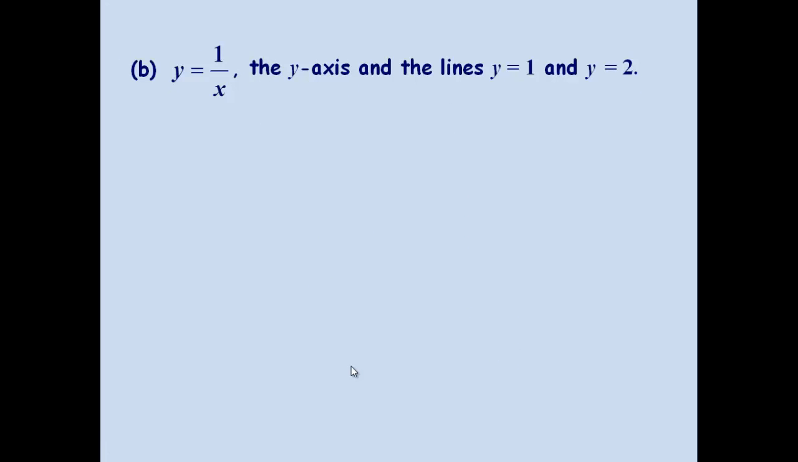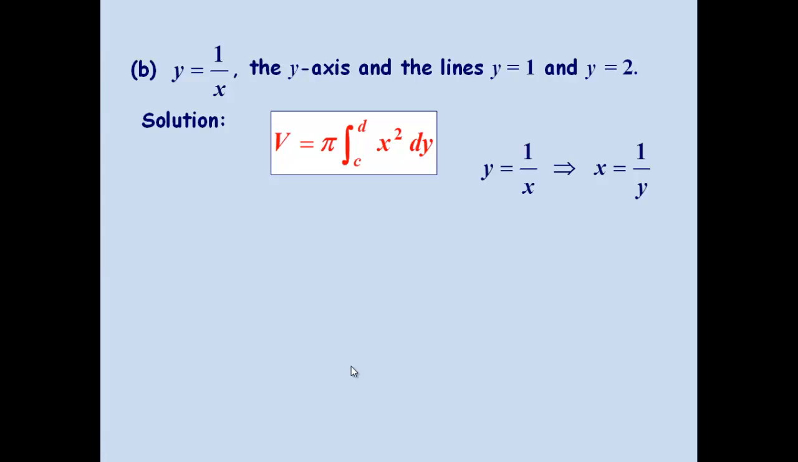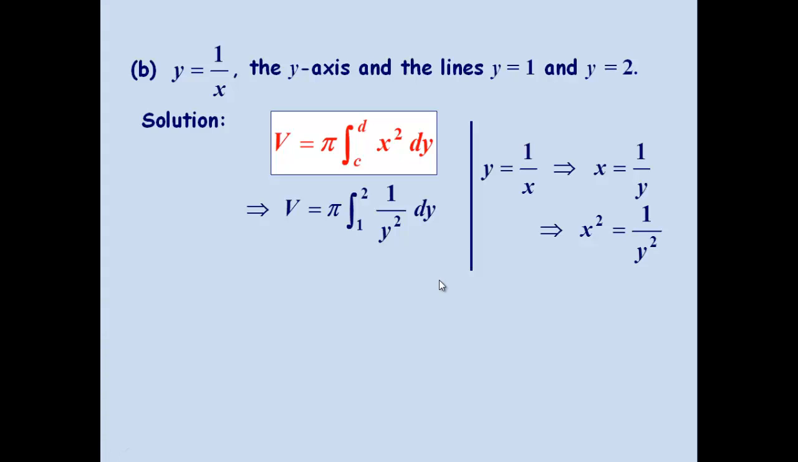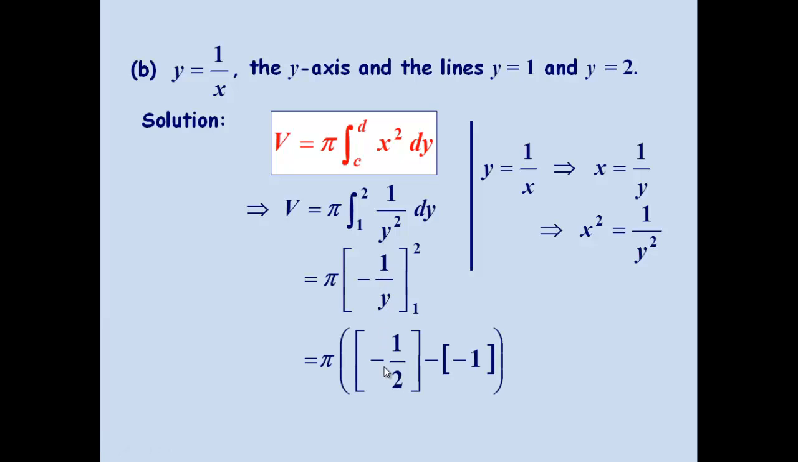For the second part, part B, y equals 1 over x is what we start with. That means x equals 1 over y, so x squared will be 1 over y squared. If we integrate 1 over y squared, it goes to y to the minus 1 over minus 1, so it becomes minus 1 over y. Plug in the limits and we get pi over 2.